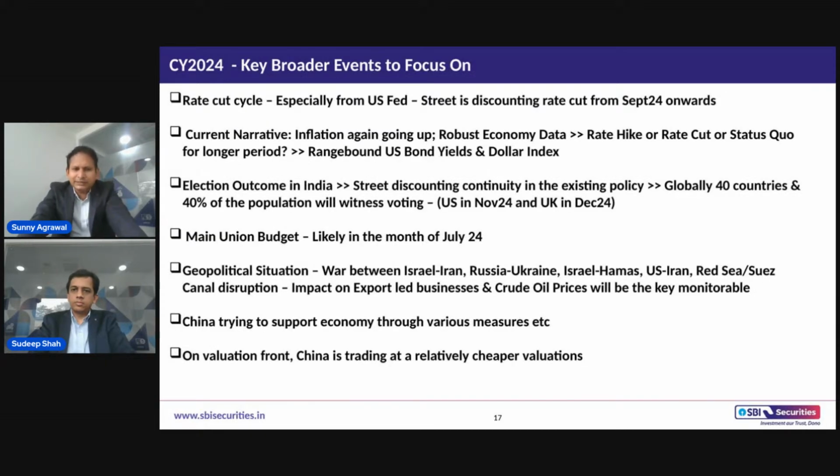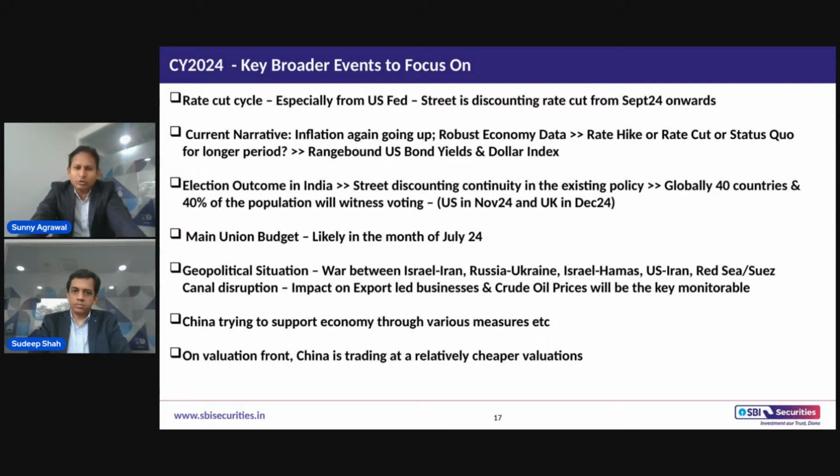So, after discussing the broader themes which can outperform over the next 5 to 7 years, let us understand which are the key events which we need to focus on, apart from the election, over the next 3 to 9 months. We all know we have been actively tracking the US economy data, and the street is eagerly waiting for a rate cut from the big daddy US Fed. Yesterday we saw that US CPI inflation was in line with expectations, and now the street is expecting at least two rate cuts by December 24 in the current calendar year by the US Fed.